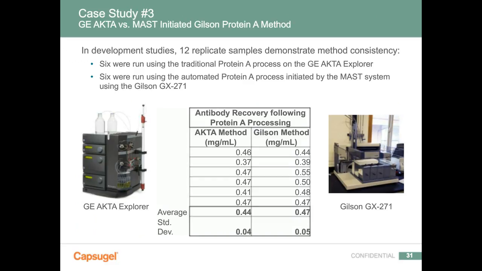And one of the things that shows some consistency to the Gilson is that we wanted to verify that the protein A method was consistent with other typical systems that are used. So we did a study where we took 12 replicate samples to demonstrate consistency. 6 of these samples were run on the traditional protein A process on the didactics, and 6 were run on the automated protein A process by the MAST system using Gilson. You could see that the resulting protein recovery was very consistent.